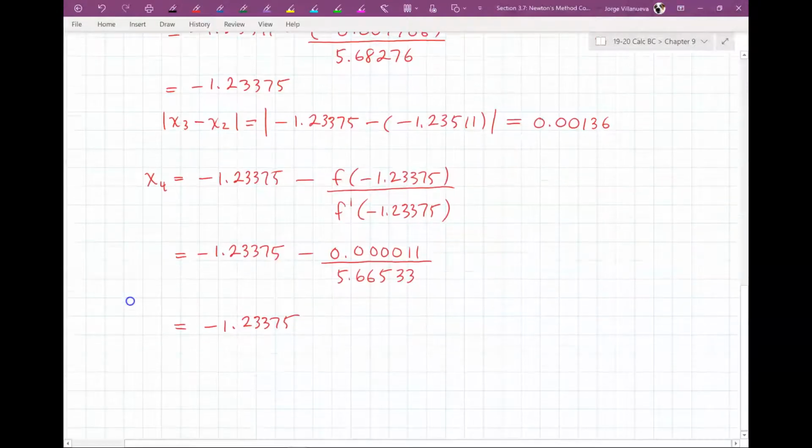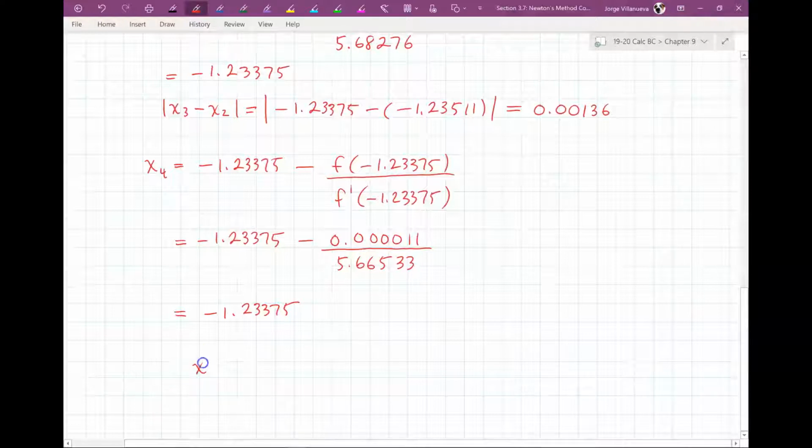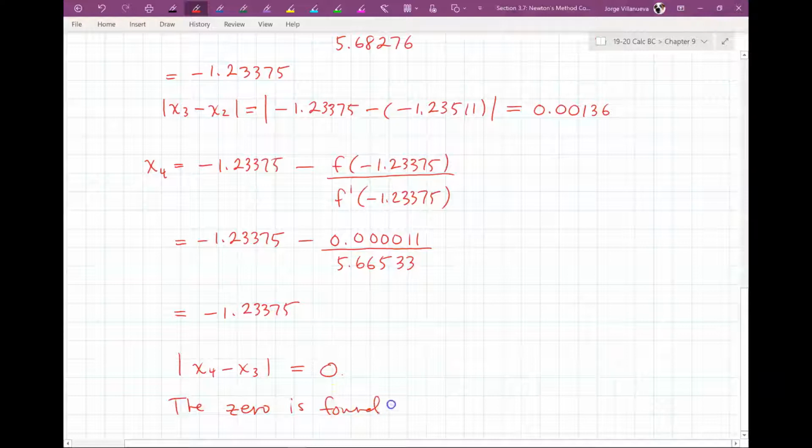So when you subtract x sub 4 minus x sub 3, yeah, it's a 0. Well, you can't get more accurate than that, right? There's no error. So when they say find the 0, we just found it, right? So the 0 is found at x equal to negative 1.23375.